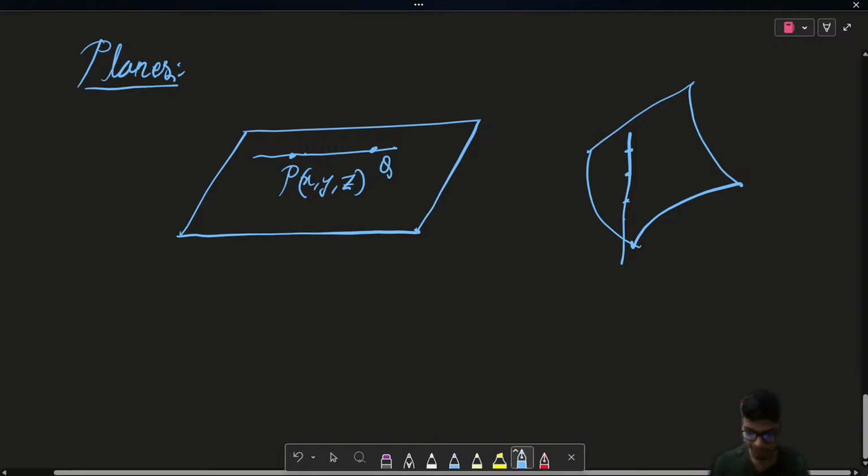Is this part clear to all of you? So this is how we need to understand planes. Now let us try to understand how we define the general equation of such planes.